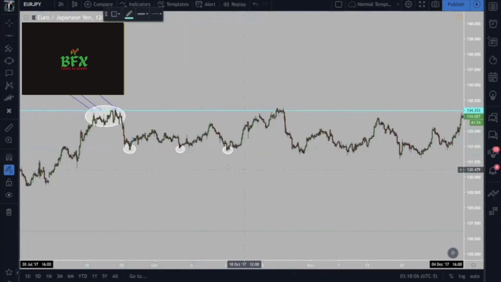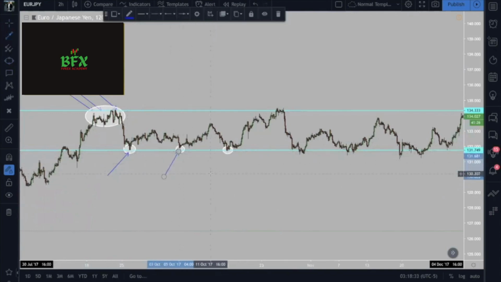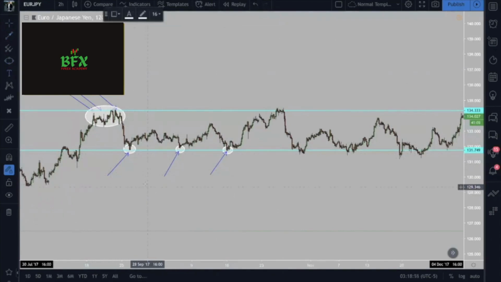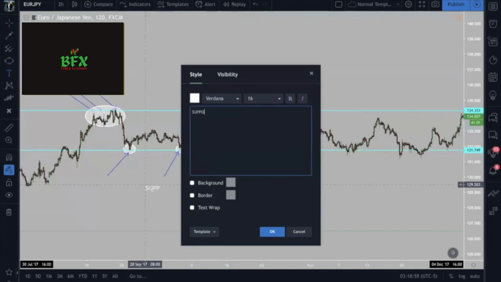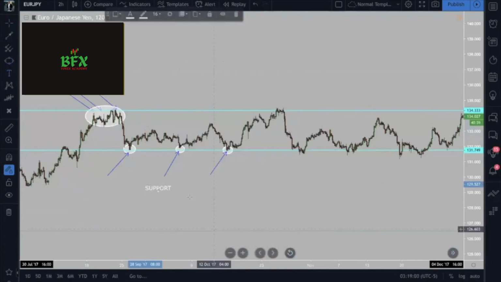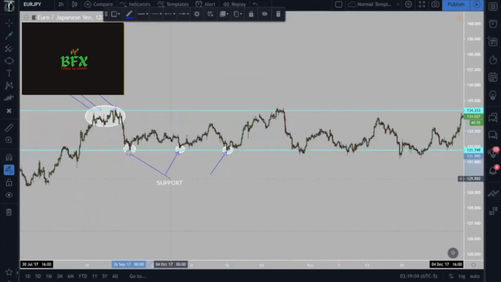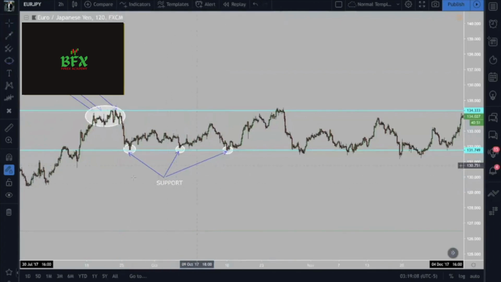And we're going to add another line down here. Now notice that price found support once, twice, 3 times. Okay, so what we've got down here is a support. All right, and we will put this here, put this over here, and pull this over here. All right, this is our support line down here.